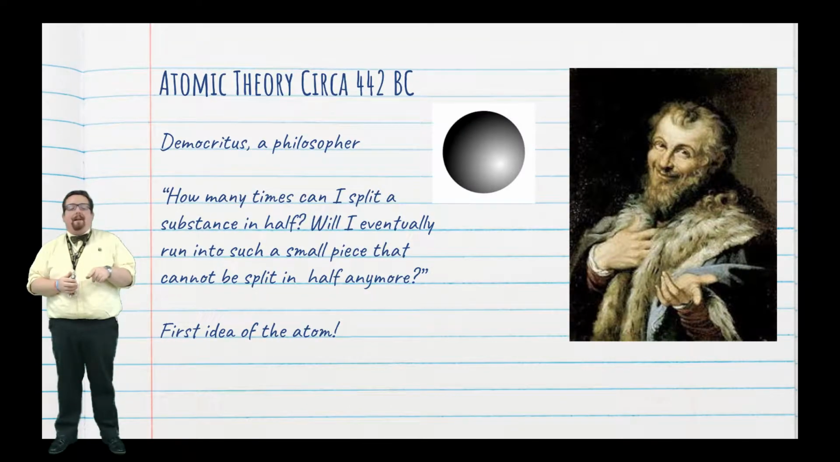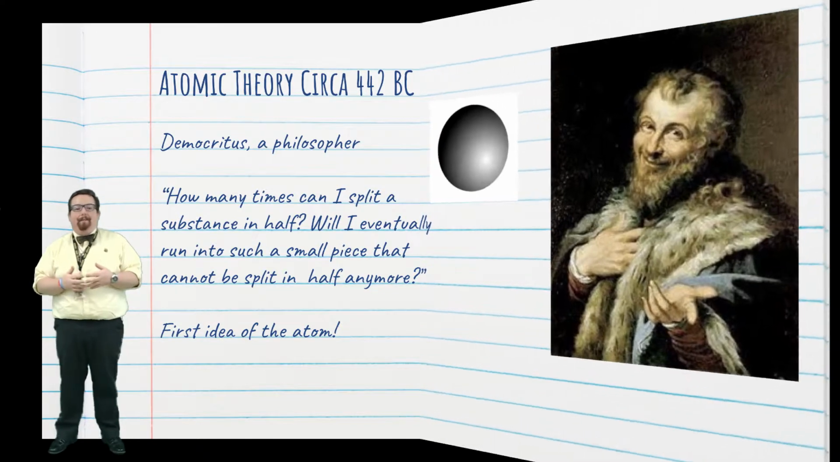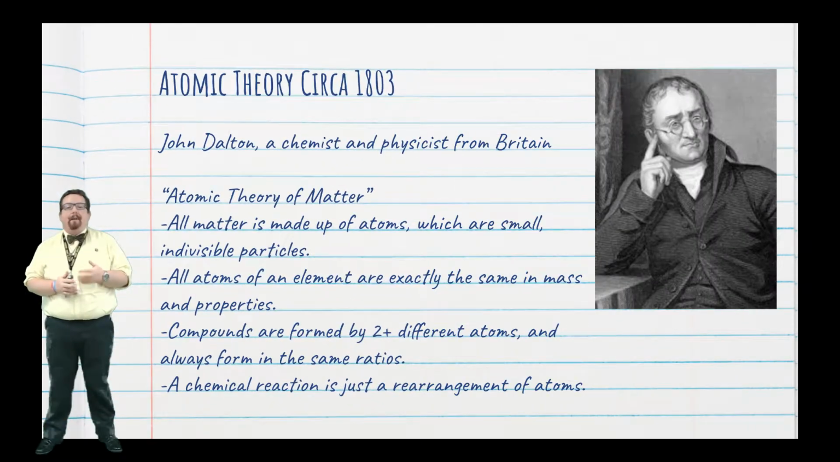Democritus, a Greek philosopher, is credited with coming up with the idea of the atom. He was philosophizing one day about how many times he'd be able to cut something in half until he couldn't cut it in half anymore. And he theorized that there would be a small particle that couldn't be divided anymore, and he called that particle the atom.